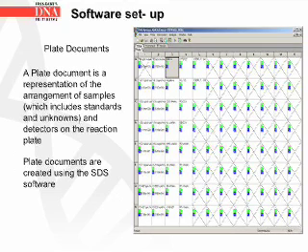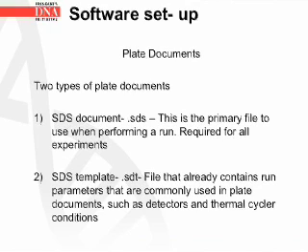First of all, what is a plate document? A plate document is a representation of the arrangements of samples, including standards and unknowns, and detectors on the reaction plate. The plate documents are created using the SDS software. The picture at the side shows what a plate document looks like. There are two types of plate documents. An SDS document, which is a .sds file, is the primary file to use when performing a run, and this is required for all experiments.